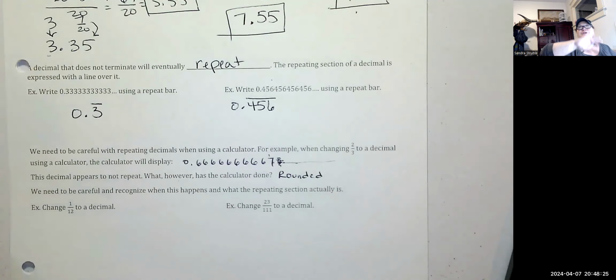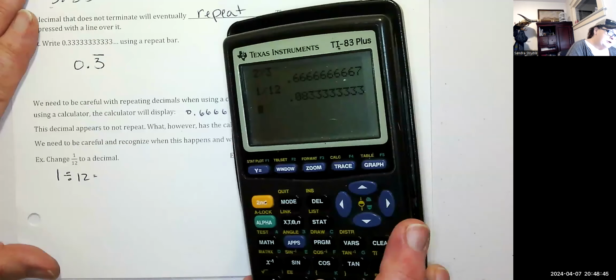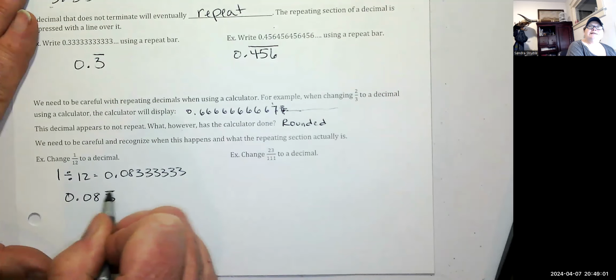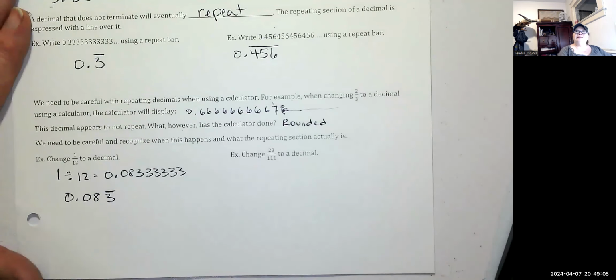So we're going to change 1/12 to a decimal. I'm going to take 1 divided by 12, and I get 0.083, and the 3 is what continues. So if I'm going to represent it using the line, the only piece that gets the line is that 3. Nothing else gets that line over it. The 3 is the only thing that's repeating.